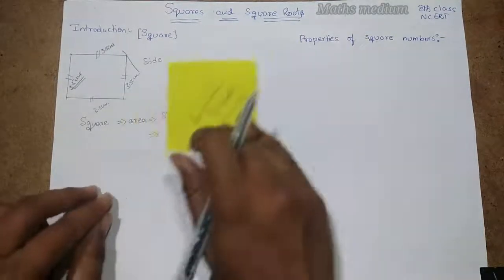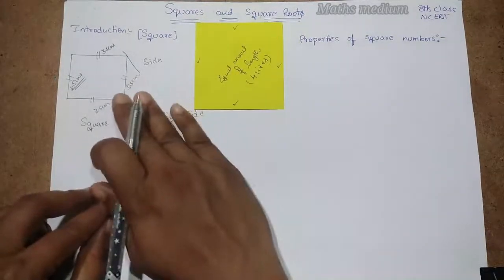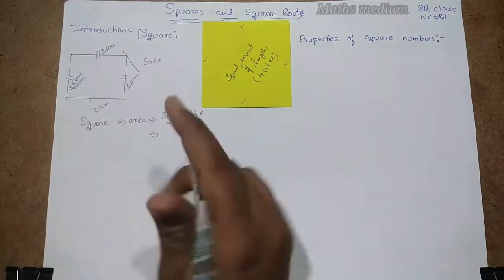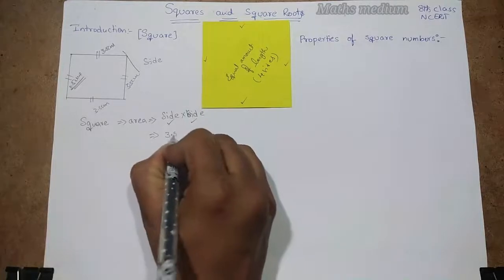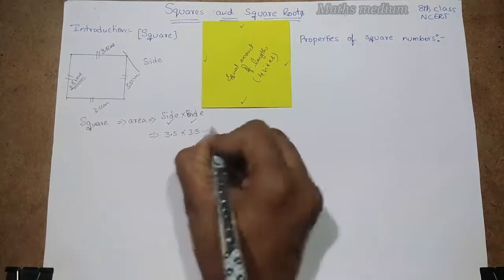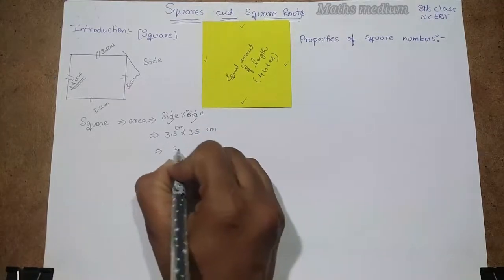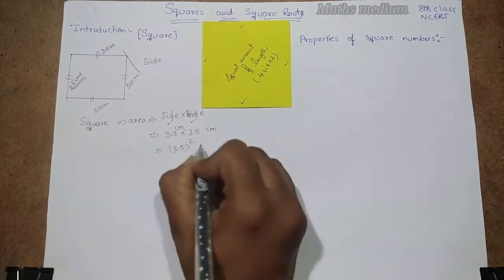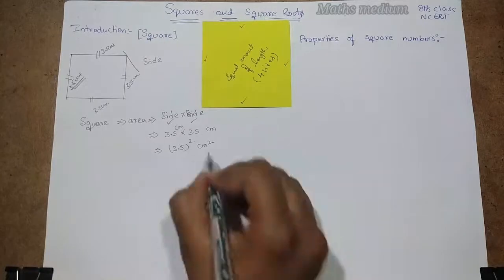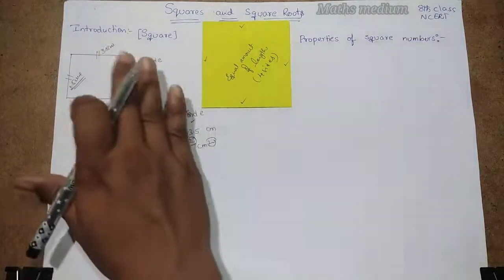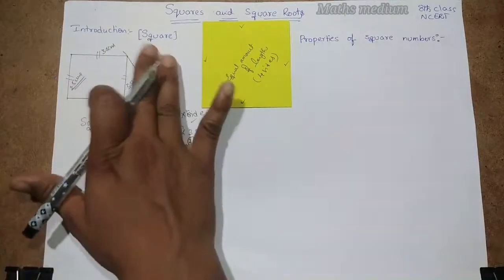If we want to find the area of the square, we have to do side by side multiplication. So it can be written as 3.5 into 3.5 centimeter, here also centimeter. See here, 3.5 whole square, centimeter square also. This is the part of our lesson, the square introduction.